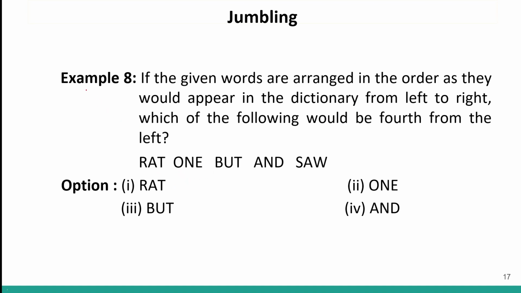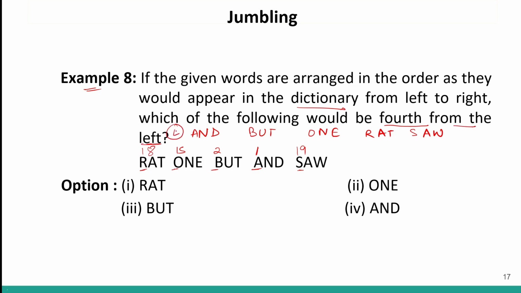Now, example 8. If the given words are arranged in the order as they would appear in dictionary, so ascending order from left to right, which of the following would be fourth from the left? So again, let us look at the first alphabets, these ones. So here this will be 1, this will be 2, this will be 15, this will be 18, and S is 19. So clearly, if I arrange them from left to right, it will be and, then but, then one, then rat, and then it will be saw. This will be the order.